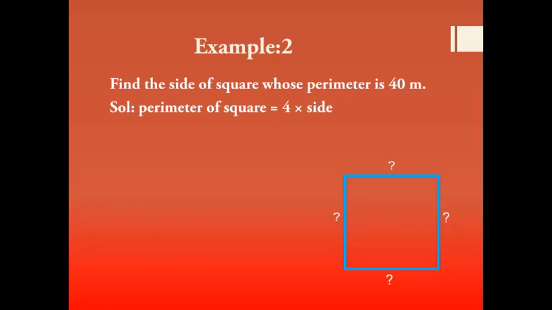Next example. Find the side of a square whose perimeter is 40 centimeter. Perimeter of a square is equal to 4 into side. So 4 into side is equal to 40 centimeter. Side is equal to 40 divided by 4. So 4 ones are 4 and 4 tens are 40. So side of the square is equal to 10 centimeter.